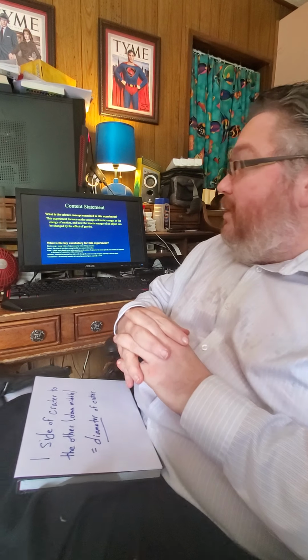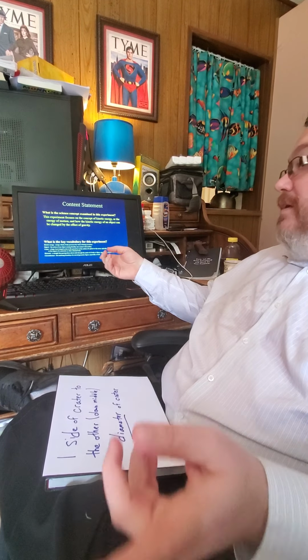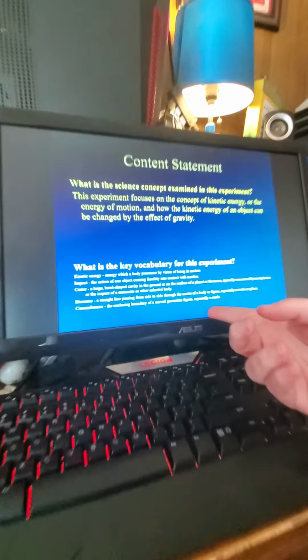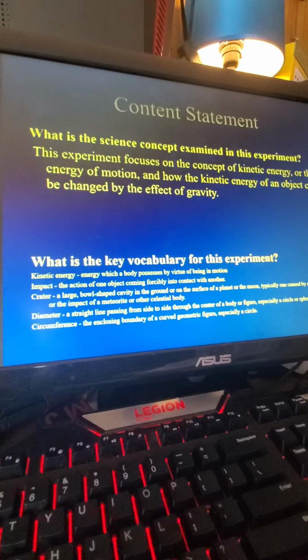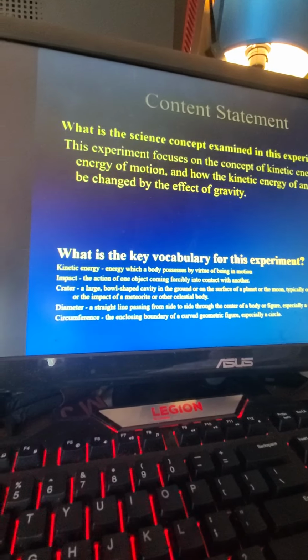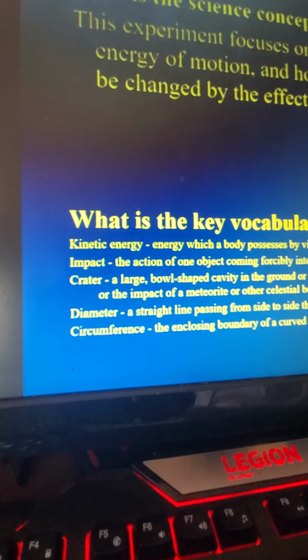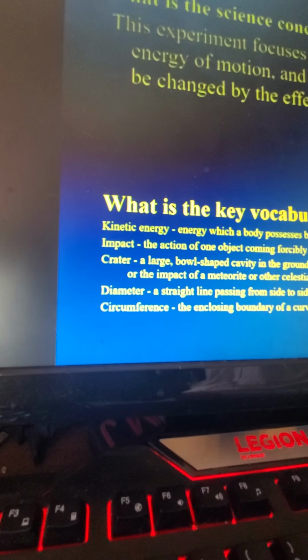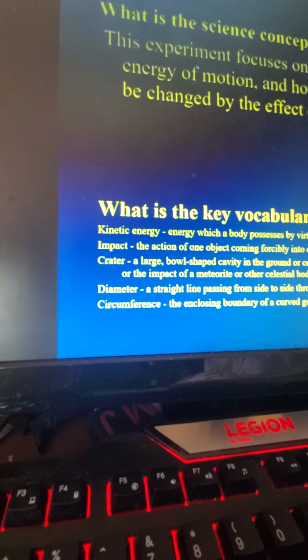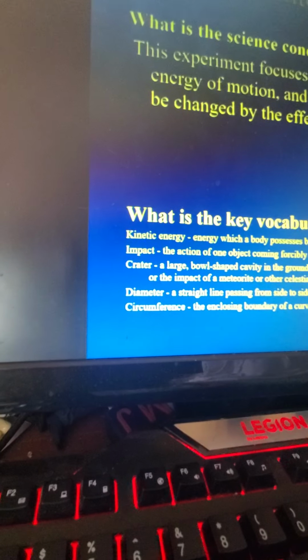So let's talk a little bit about the key vocabulary for this experiment. Dustin, if we could just move in a little bit closer to these vocabulary words. The first word I want to talk about is kinetic energy, which we've discussed in class. That's energy which a body possesses by virtue of being in motion. So in this case, where is the motion coming from? In our case, the motion is coming from gravity. It's the pull of gravity.